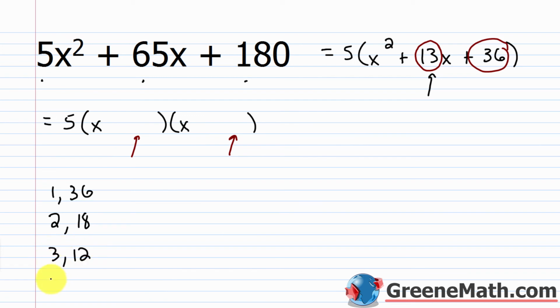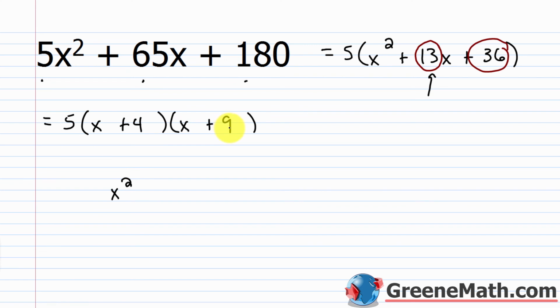We could do 4 times 9. And that will work. 4 plus 9 is 13. 4 times 9 is 36. So plus 4 and plus 9. And there you go. You have 5 times the quantity x plus 4 times the quantity x plus 9. And again, if you want to check this, which I like to check everything, x times x is x squared.